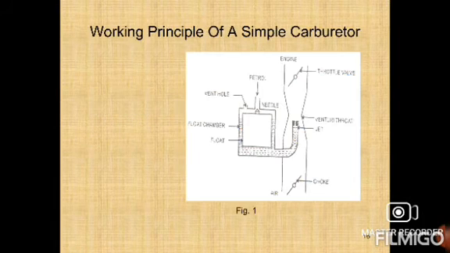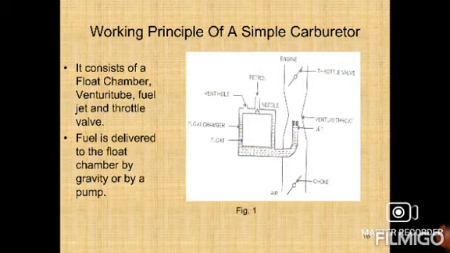Here you can observe a figure of a simple carburetor. It consists of a float chamber, venturi tube, fuel jet, and throttle valve. Fuel is delivered to the float chamber by gravity or by a pump. Generally gravity is used. You can observe the float chamber inside the casing, then the venturi tube, and the throttle valve is also provided.